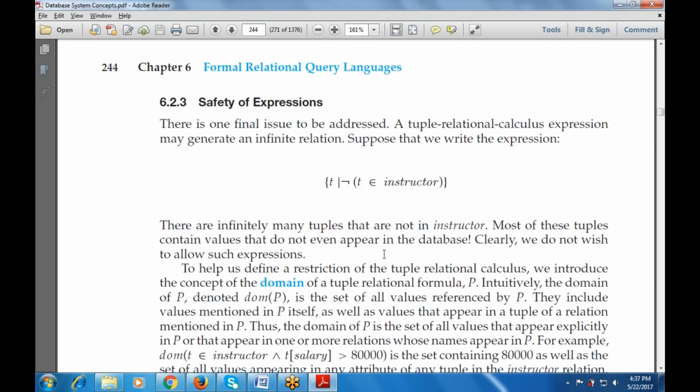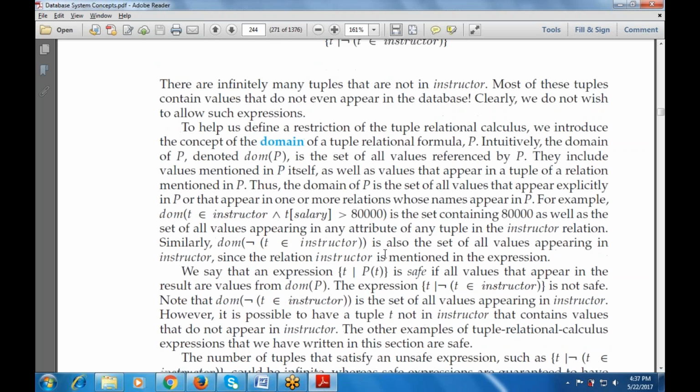For example, dom(T): instructor.salary > 80,000. That is a set containing 80,000 as well as the set of all values that appear in any attribute of any table used in the instructor relation. That means we are using the instructor table, in which the tuple T is safe for all values that appear at least once in the table.